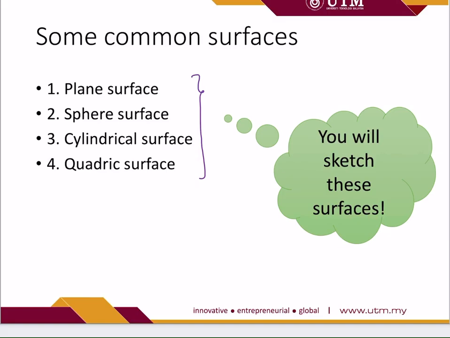How about the sphere surface? We have a ball. How about the cylindrical surface? Considering we have a cylinder, that one is a cylindrical surface. And then we have the quadric surface. Basically, the plane is a flat surface, and all these other three are curvy surfaces. So we have two types: flat surface and curvy surface.